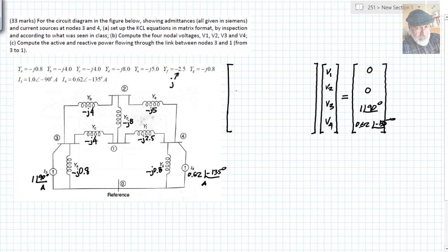We say for node 1, we have the sum of all admittances connected to node 1, that is negative j4, negative j8, and negative j2.5. That would be 8 and 4, that is 12, 14.5. That is negative j14.5. That is the first term we find in there.